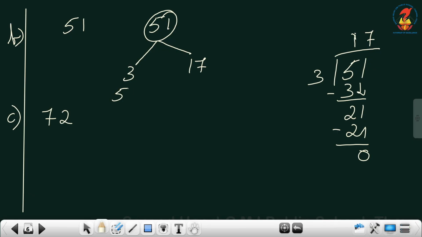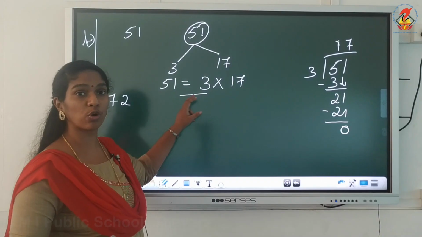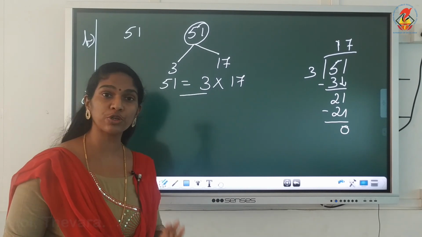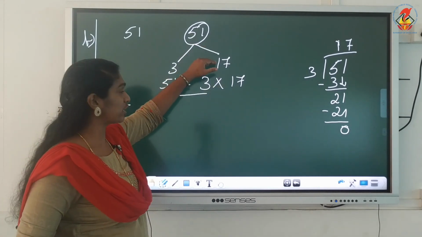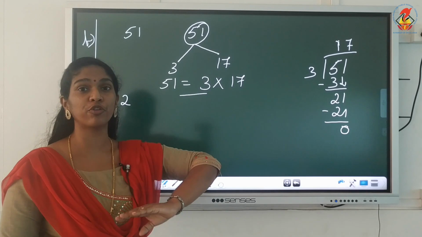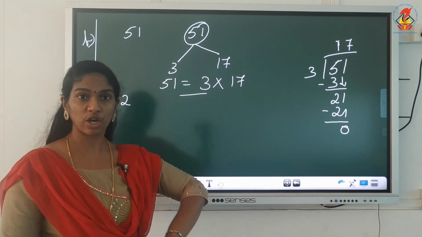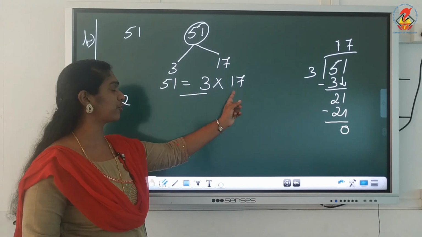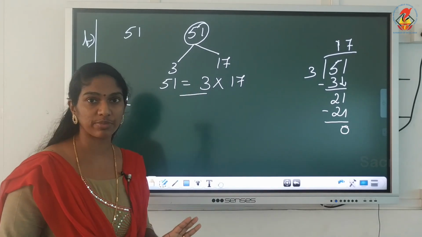So we can write the prime factorization of 51 is equal to 3 into 17. This is compulsory, very important. If you don't write that, it does not become the answer. When I ask you to find the prime factorization, draw the factor tree. Factor tree is just a support for you to get the factors. Once you get the prime factors, you have to write it down like this. That is compulsory.